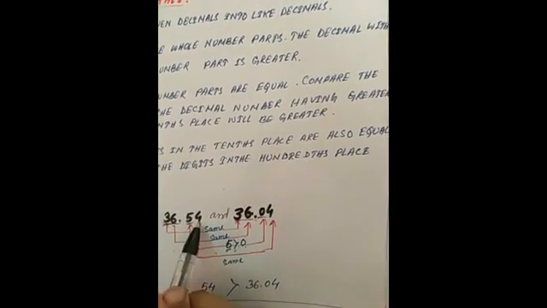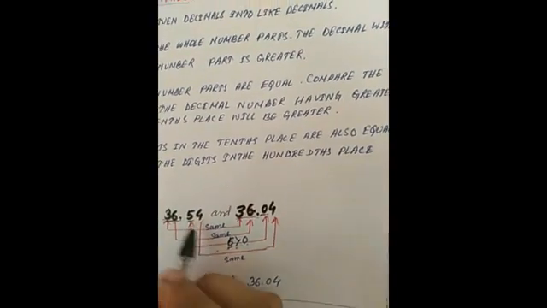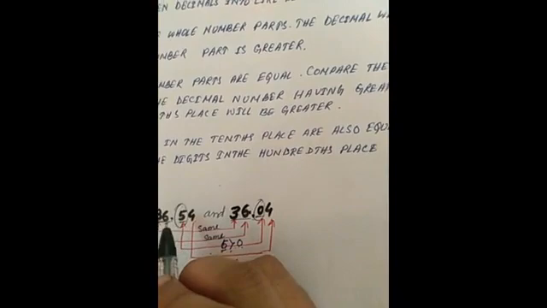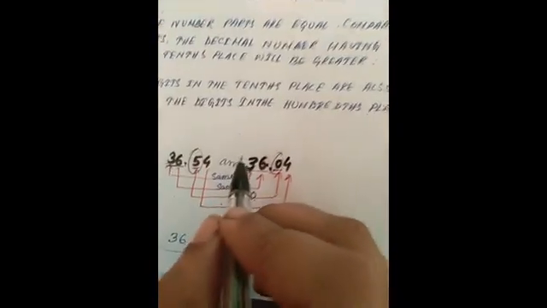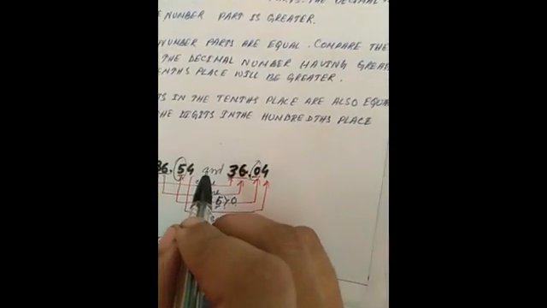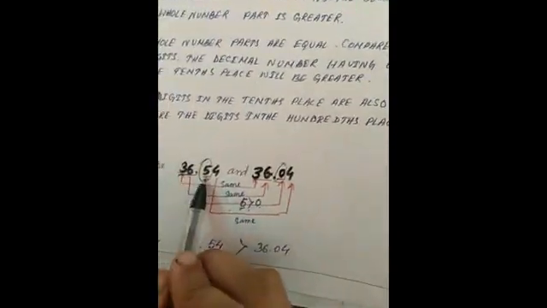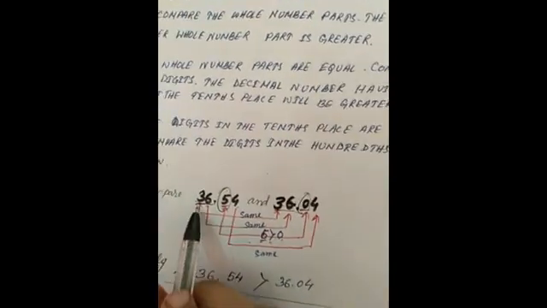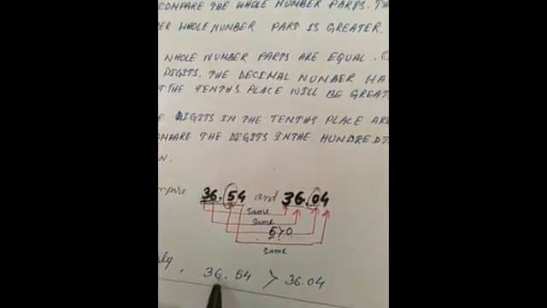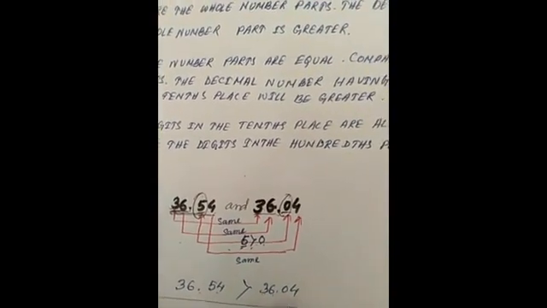Now here you can see 4, and here also 4, that means the same. But in the tenths place, which is greater? As we know, if the whole part is the same, we have to look at the tenths place digit. Whichever is greater, that will be the greater number. As 5 is greater than 0, which decimal number will be greater? It's clearly 36.54 that is greater than 36.04.